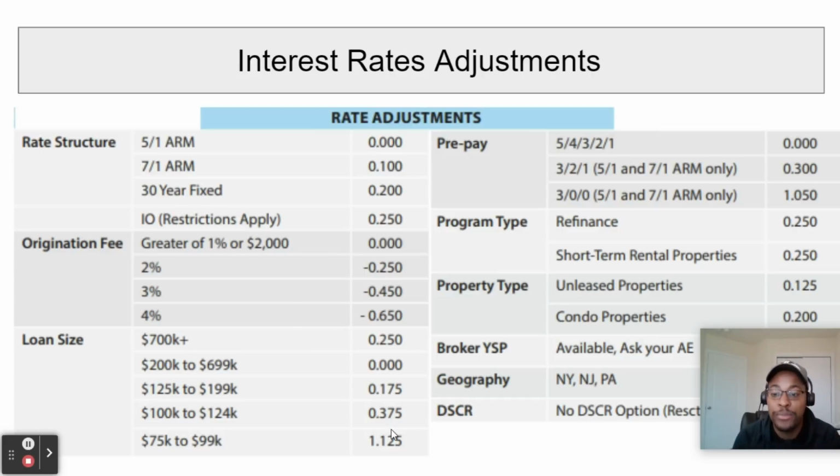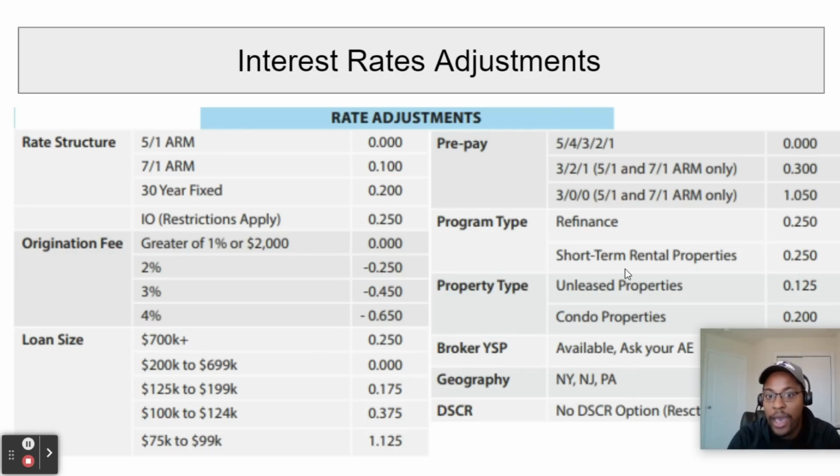Now, the reason why is because from a lender's perspective, it's going to be the same processing, same paperwork, whether it's a $100,000 loan or a $700,000 loan. With a lower amount in terms of what they're financing, that means it's less profit potential for the lender. So to adjust for that, they're going to increase the rates for lower value property. So to really be in that sweet spot, you want to be between 200 and 699.